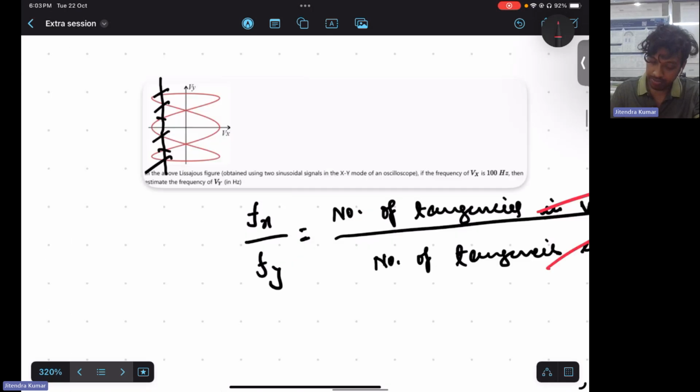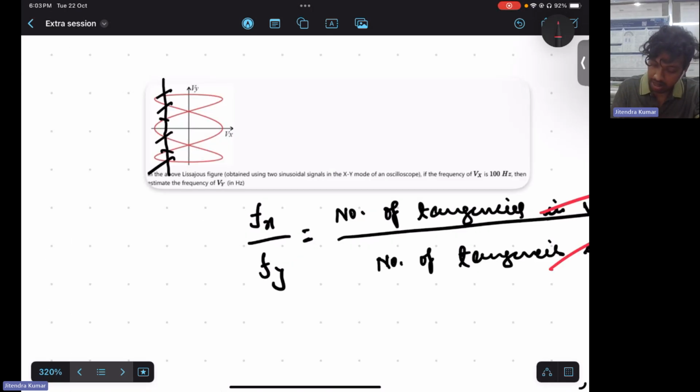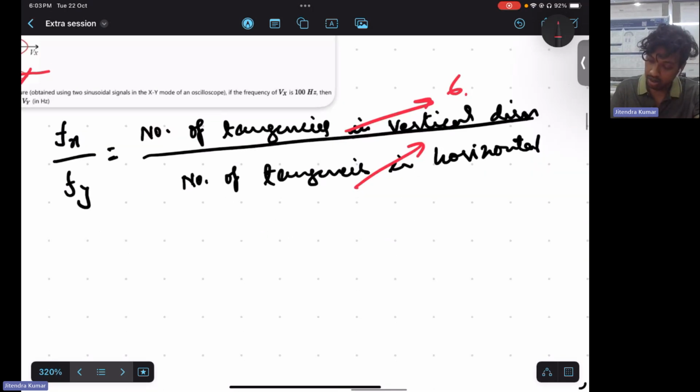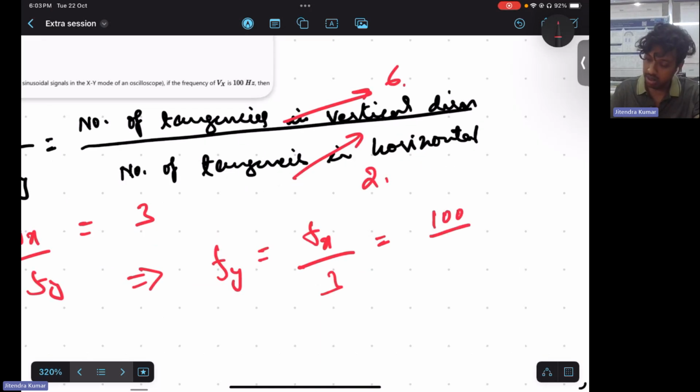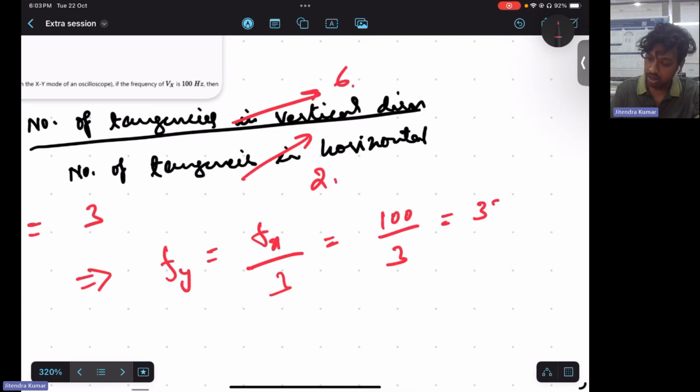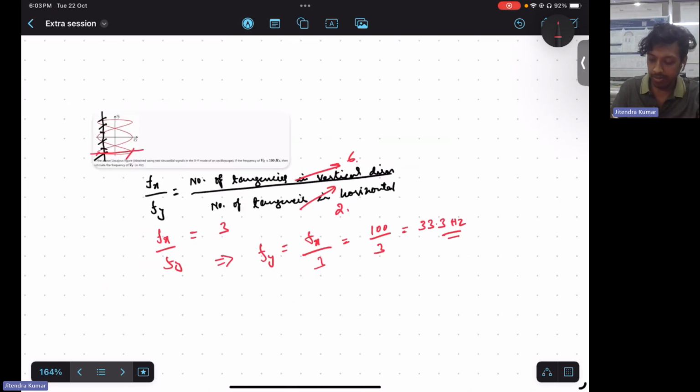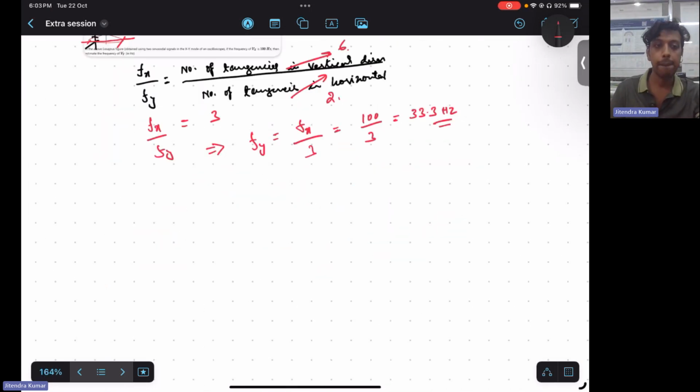And how much in horizontal? If you select any one, there will be 2 cuts, right? 2 tangencies. So Fx by Fy will come out to be 3. So the frequency of Vy will be Vx by 3, and the Vx frequency is given as 100 Hz. So the answer would be 33.3 Hz. Okay, I hope it is fine.